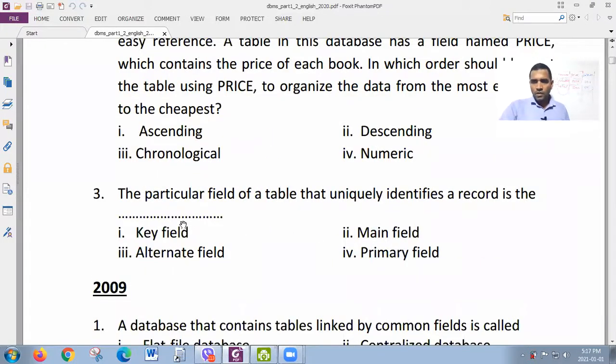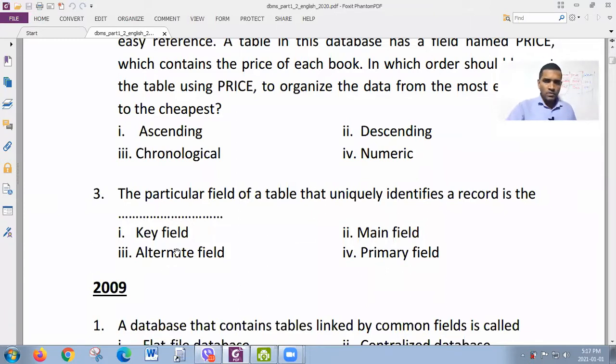Last question. The particular field of a table that uniquely identifies a record is the... You can't say main field, that is not the term. There is no name called primary field. You have primary key, that is okay. But you can't say primary field, right? We didn't study anything like that. If it is primary key, yes, that's the answer. But primary field is not.